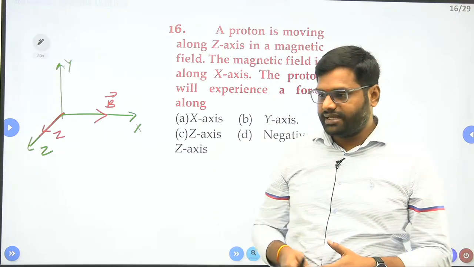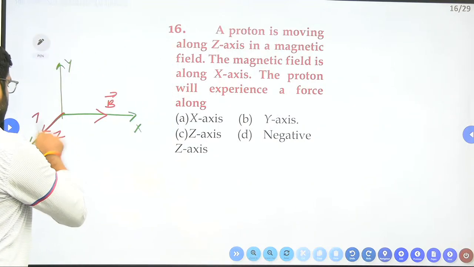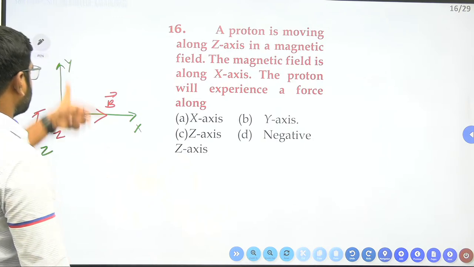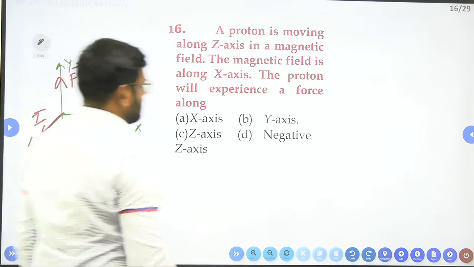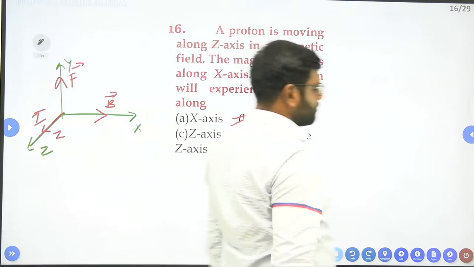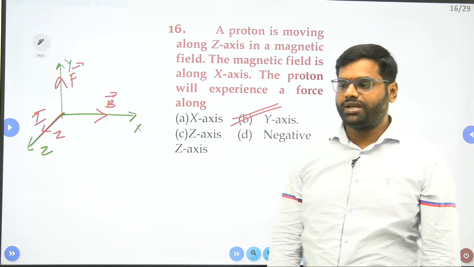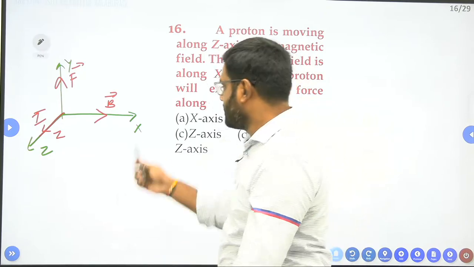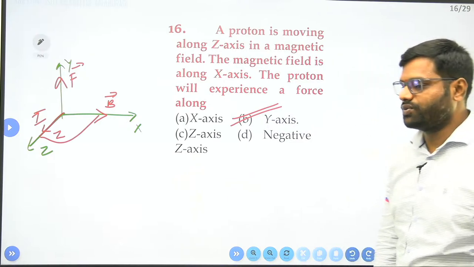So the current will be along the z axis. Then the force will be along the y axis. This is the magnetic force. Remember, the magnetic force is always perpendicular to the plane of current and magnetic field. To this plane, the force will be perpendicular.